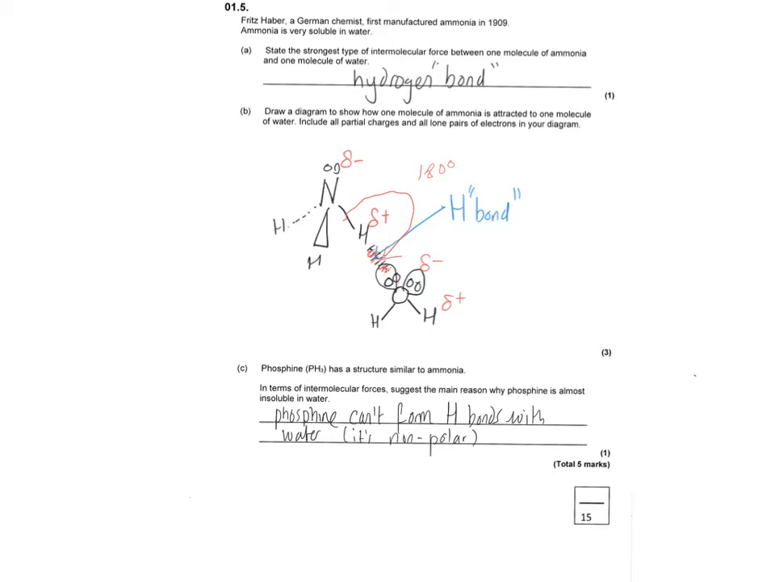If we now look at this next question here, why can't phosphine, because phosphorus is also in group 5, well, we know that phosphine is nonpolar and therefore the hydrogens can't hydrogen bond. So phosphine can't form hydrogen bonds with water. Why? Because it's nonpolar.